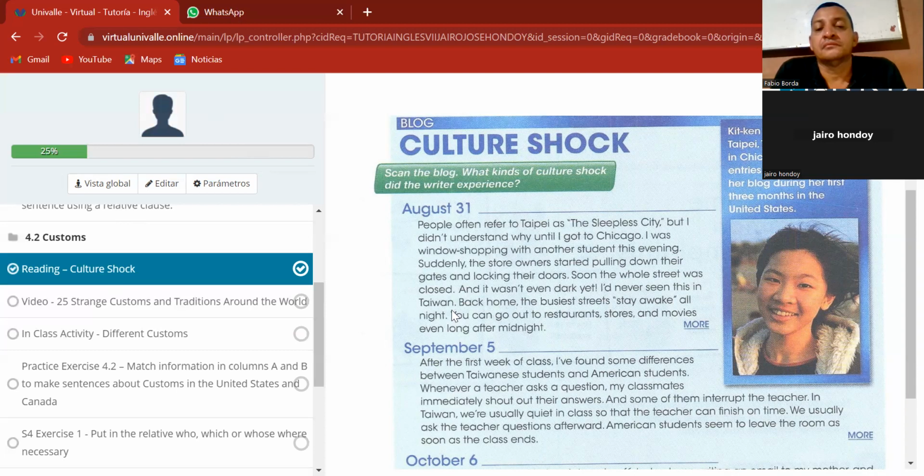Soon the Wall Street was closed, and it wasn't even dark yet. I never saw this in Taiwan. Back home, the busy streets stay awake all night. You can go out to restaurants, stores, and movies even long after midnight.